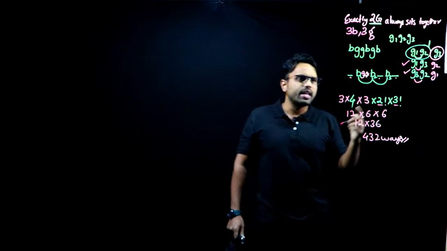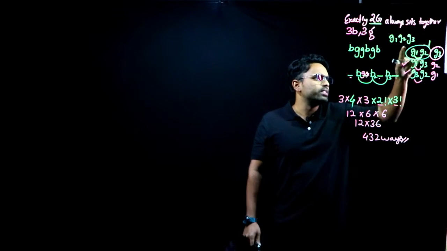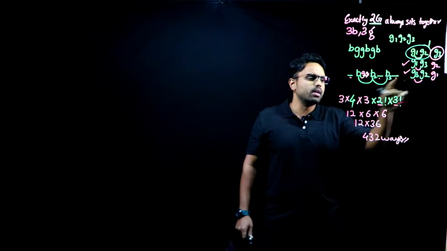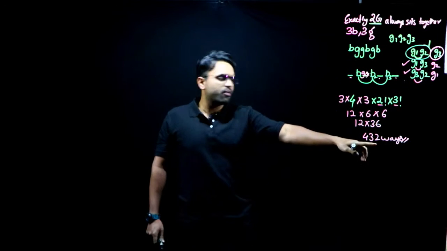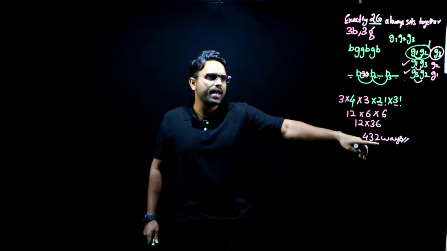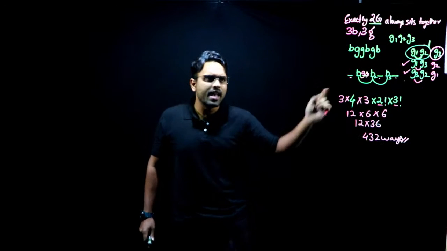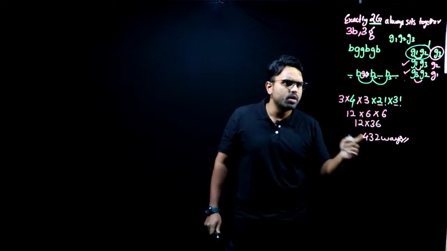Now, finally, I've written another 3. Why? Because there are 3 combinations that are possible. So, I've multiplied it with a 3. That gives me 432 ways. 432 ways. Everybody, were you able to understand?